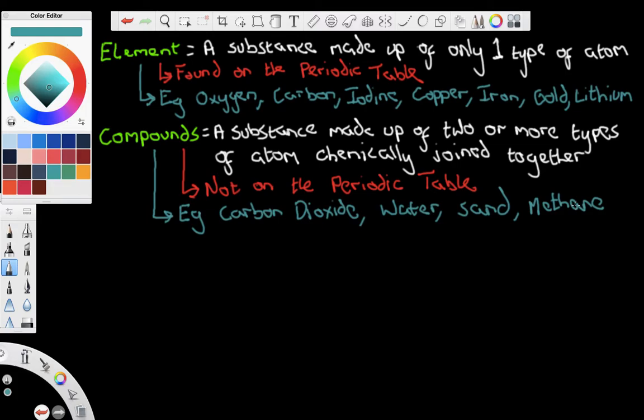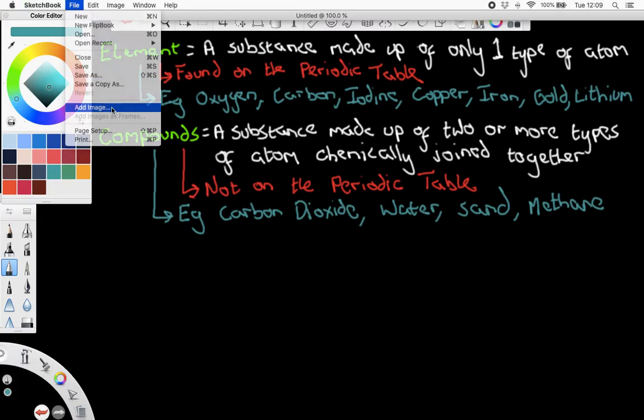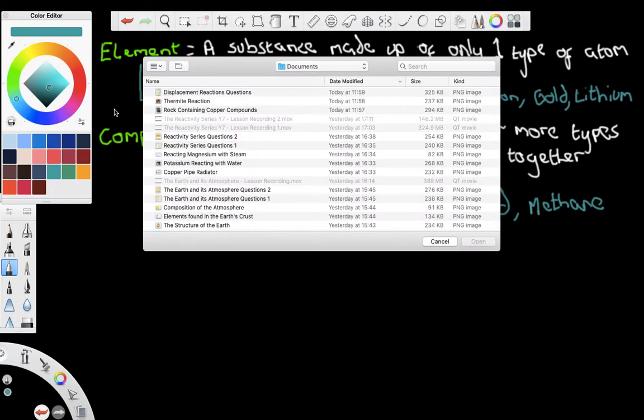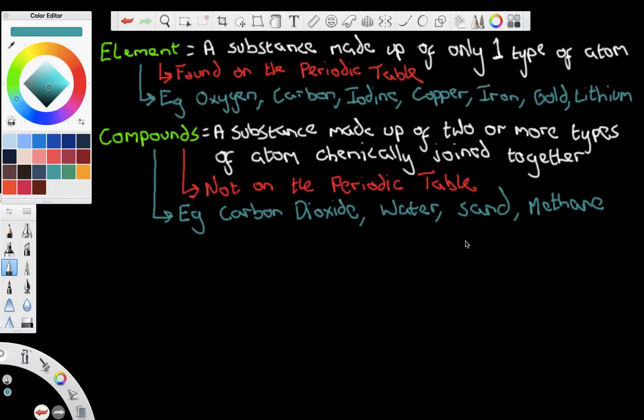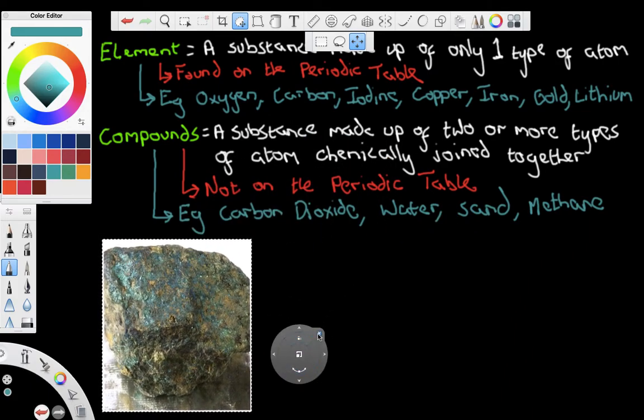Now, that brings us to what we've been talking about recently. We want elements such as copper, iron, gold so that we can use them. But oftentimes, these elements are found as compounds in nature. Now, one good example that I've prepared is copper. Copper is found in a rock, usually found in rocks as part of a compound.